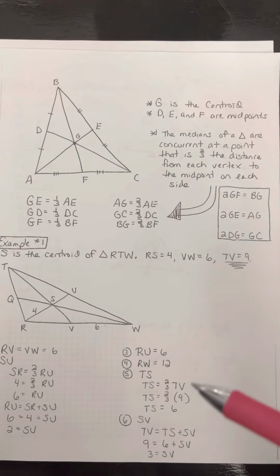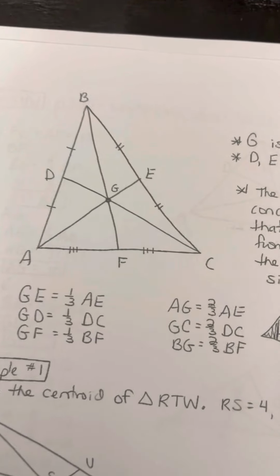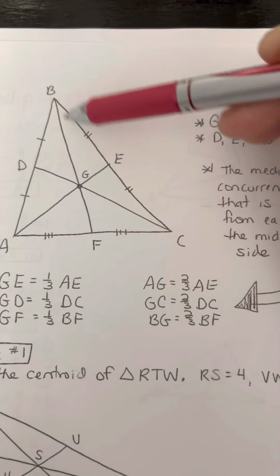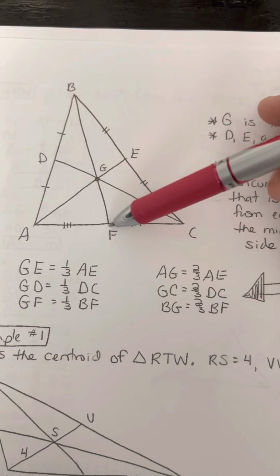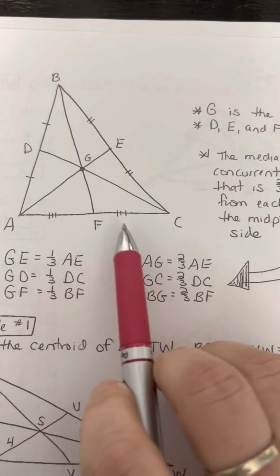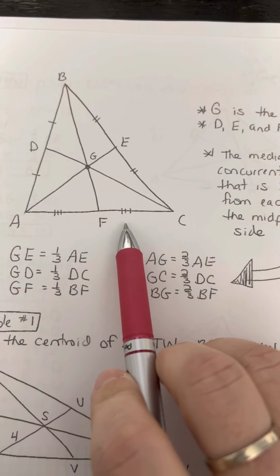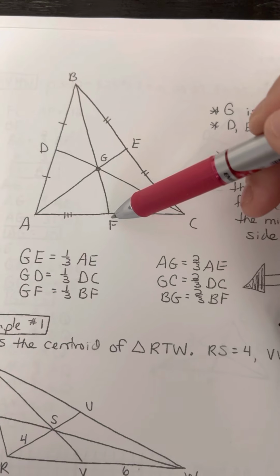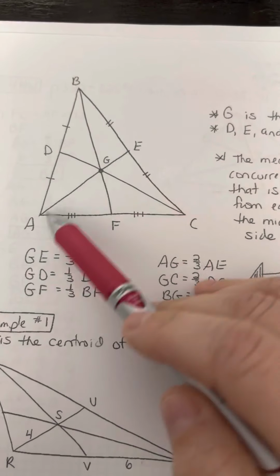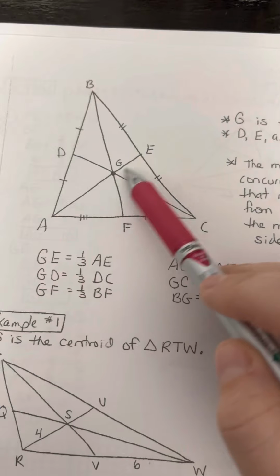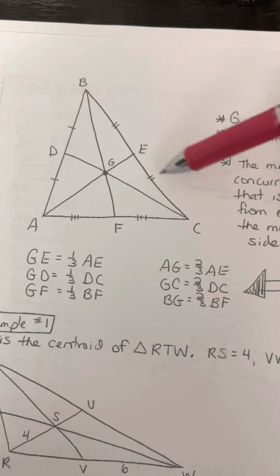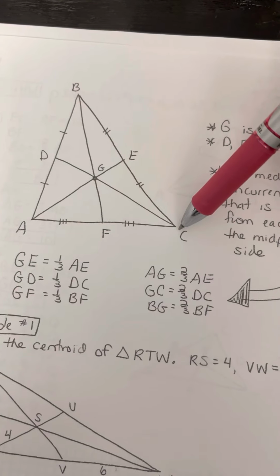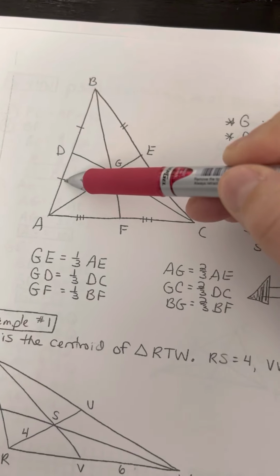Taking this a step further, you can look at this picture and see that BF is a median. I know that because it starts at a vertex and it ends at a midpoint. These markings tell me that F is my midpoint. Because F is a midpoint and it starts at a vertex, BF is a median. Same thing with AE. It starts at a vertex and E is a midpoint, you can see with these two markings. CD is a median. It starts at a vertex and ends at a midpoint. I know that because of those markings.